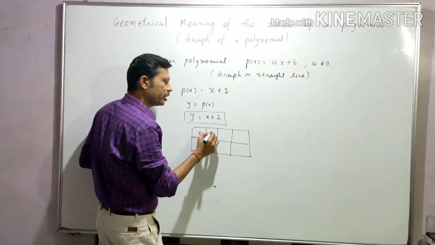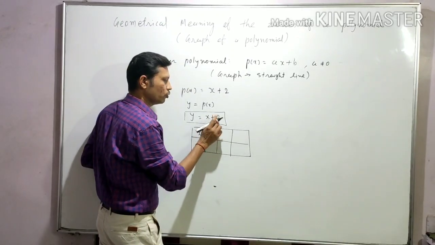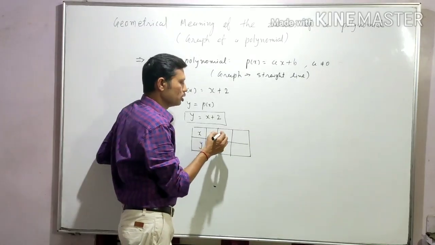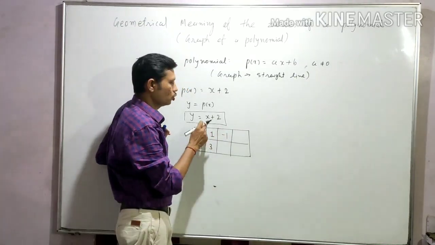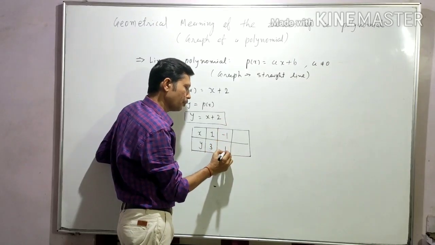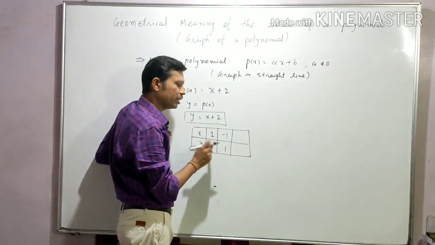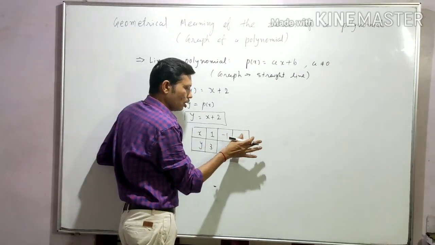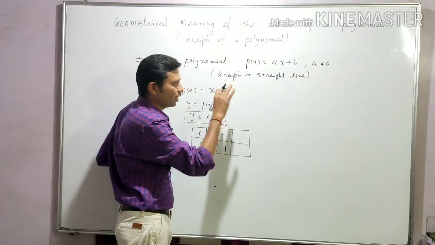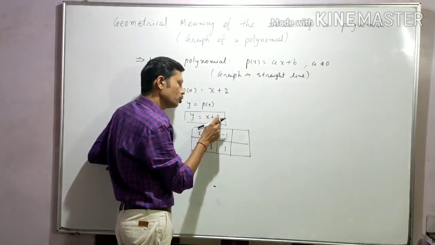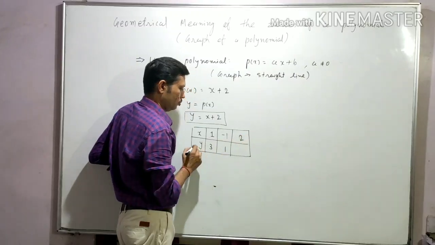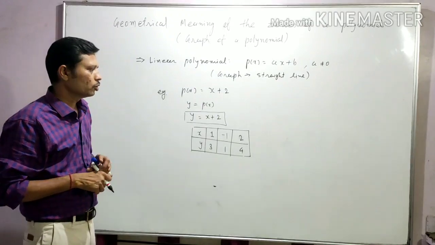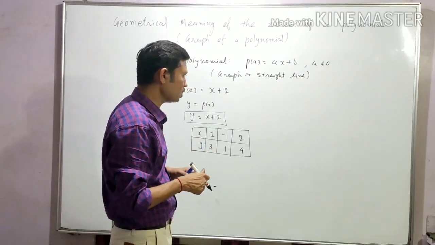Suppose I am taking x coordinate 1. So 1 plus 2, the answer is 3, so the y coordinate is 3. Suppose I am taking minus 1. So minus 1 plus 2 becomes plus 1, so the y coordinate is 1. Suppose I am taking 0. Right now we are not taking 0 because we have to find the zeros of the polynomial. So suppose I am taking 2. Then 2 plus 2 becomes 4. So using these 3 points, we will plot the graph.